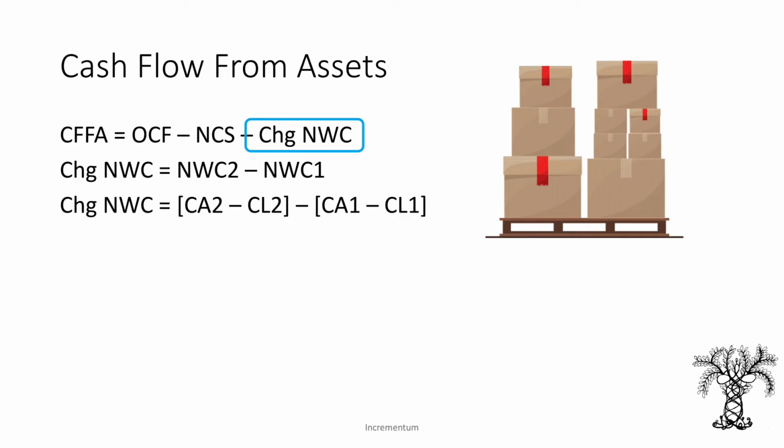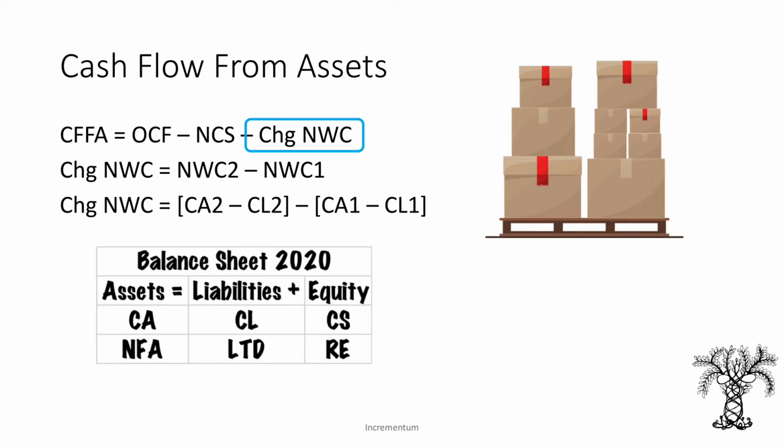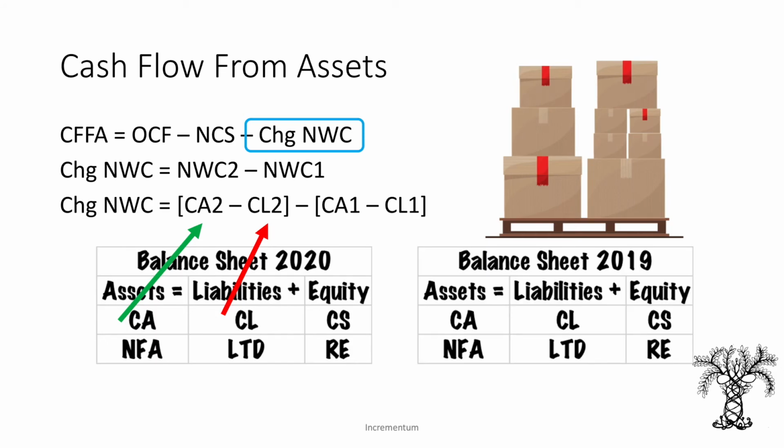So if we're trying to calculate change in net working capital for 2020, we would need the 2020 balance sheet for current assets in 2020 and current liabilities in 2020. We would need the balance sheet in 2019 for current assets at the beginning of the year and current liabilities at the beginning of the year. It's really important here to pay attention to order of operations, so it's a good idea to calculate net working capital, or the brackets, for each year separately and then subtract the net working capital amounts.